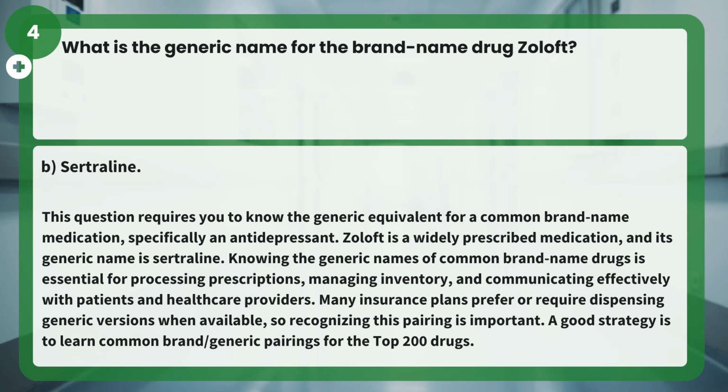Knowing the generic names of common brand name drugs is essential for processing prescriptions, managing inventory, and communicating effectively with patients and healthcare providers. Many insurance plans prefer or require dispensing generic versions when available, so recognizing this pairing is important. A good strategy is to learn common brand and generic pairings for the top 200 drugs.